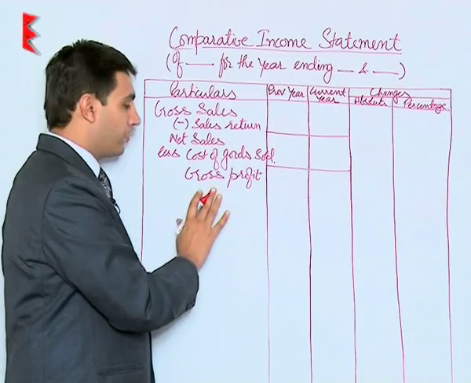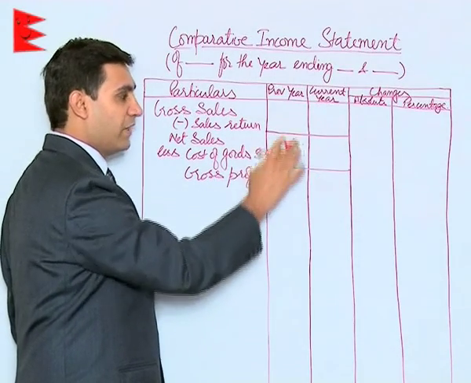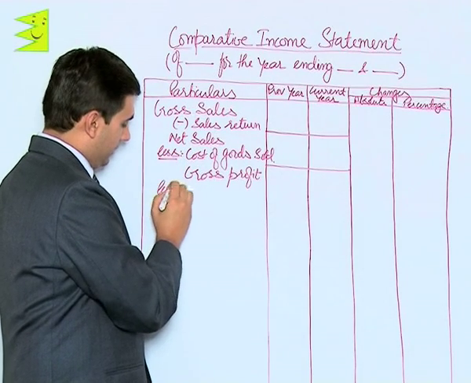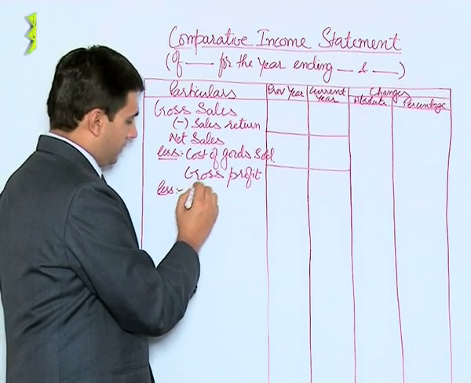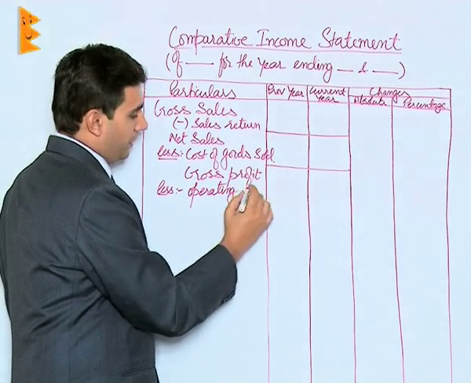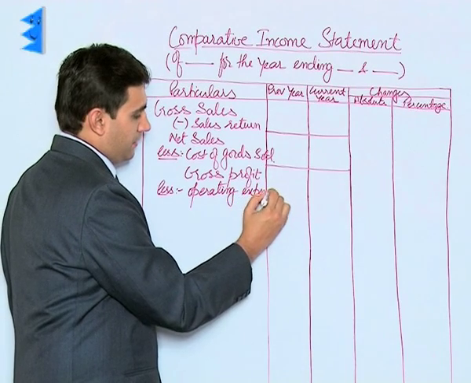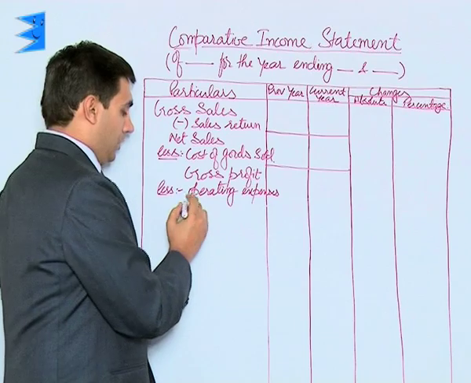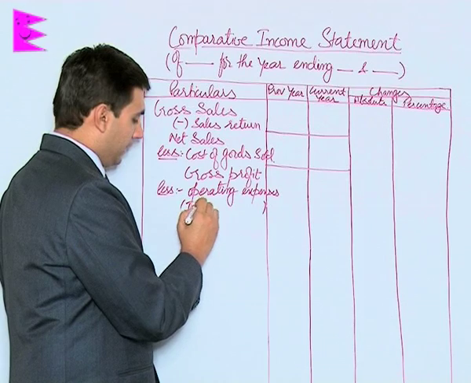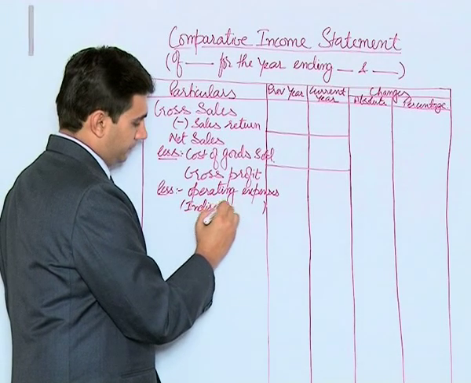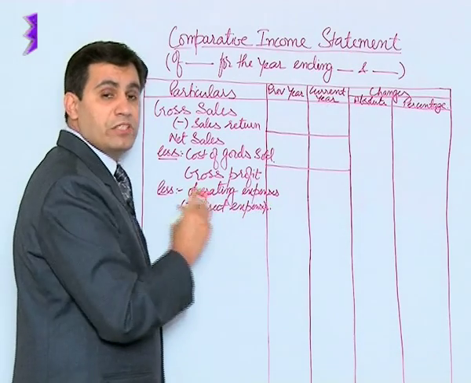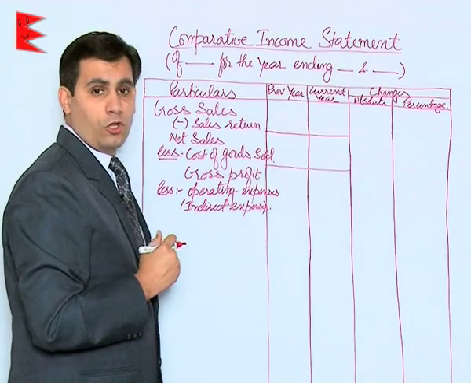Out of this figure of gross profit, that will be calculated after deducting all these expenses, we will deduct, less, all the operating expenses. Now students, these operating expenses would be actually your indirect expenses, or those expenses which are actually shown in profit and loss account.